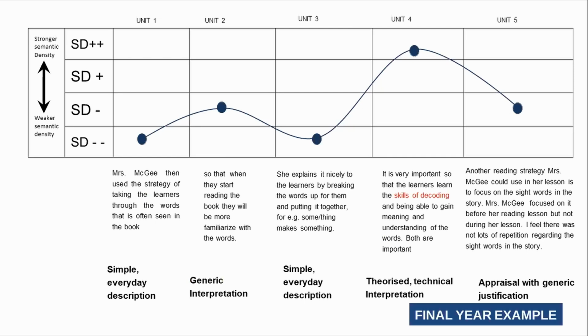Okay. So the units are, as I understand it, changes in theme, and you're not being distracted by the vocabulary. So, for example, in Unit 1, there's the word strategy, which to me is quite an abstract word, but the learners is obviously very concrete. It's the learners in the room. And then SD++ in Unit 4, you've got, again, the learners in the room, which is very concrete. But then you've got skills of decoding.